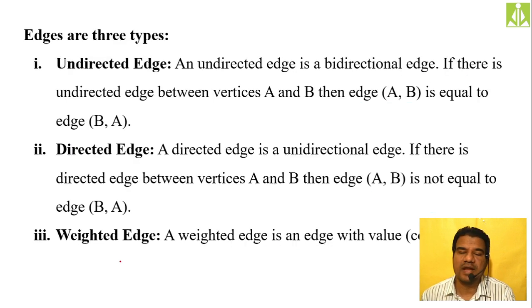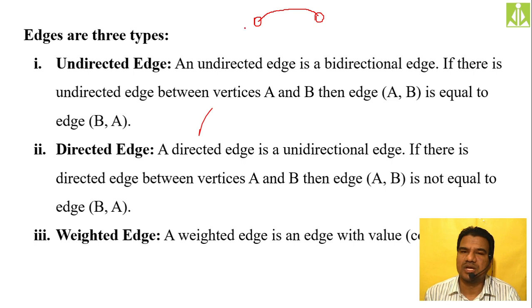Okay, then we have edges. Edges are of three types. So first one is undirected edges, then directed edges, and the final one is weighted edges. Okay, undirected edges, in the sense, between the two vertices, whatever link we have, it is not going to have any direction. Like this, you have two vertices, and if you have an edge like this, there is no direction in which this path is going.